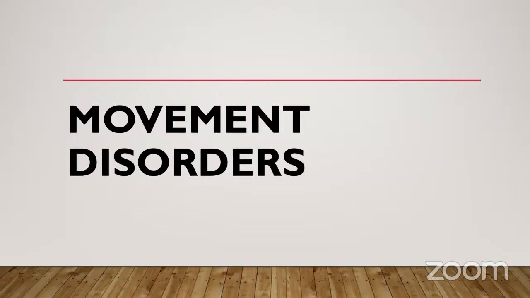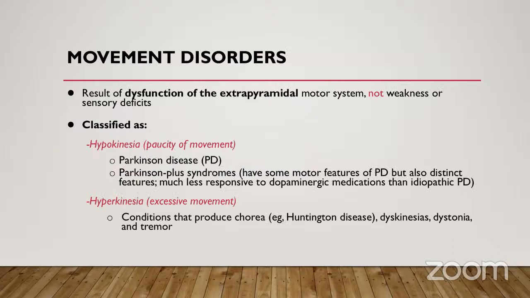Now we will move to movement disorders. Usually a movement disorder results from dysfunction of the extrapyramidal system, and there is no weakness or sensory loss, it's purely motor due to dysfunction of the extrapyramidal system. And we can classify movement disorders into hypokinesia or hyperkinesia.